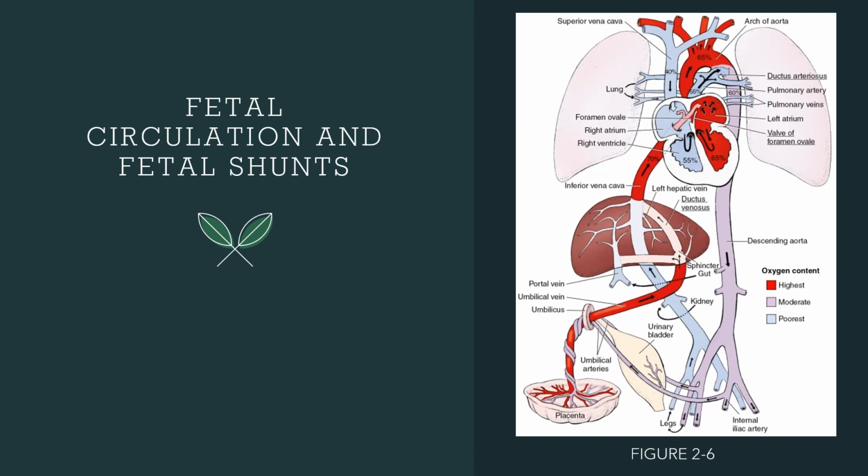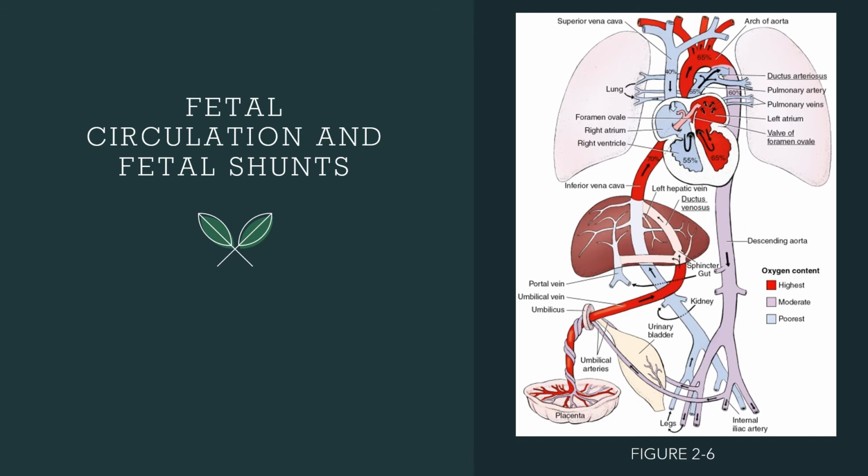Figure 2-6, a diagram of the fetal circulation showing blood containing oxygen and nourishment moving from the placenta to the fetal heart and through the 3 fetal shunts, the ductus venosus, the foramen ovale, and the ductus arteriosus. Source: modified from Moore KL, editor, The Developing Human, Clinically Oriented Embryology, ed. 3. Philadelphia, 1982, W. B. Saunders.